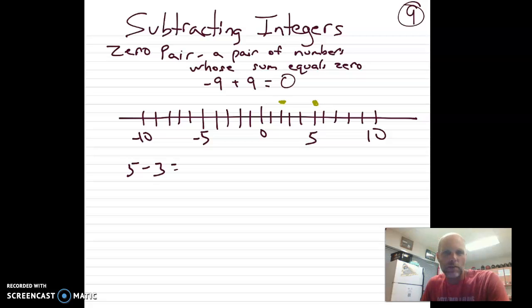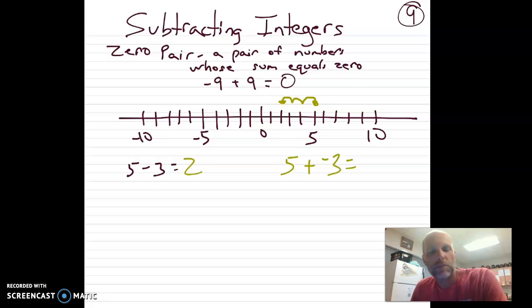But what direction? We started at 5. So when we subtract, that means we're going in a negative type direction, or we changed direction. 5 minus 3 is 2. Okay, so let's try something else. I want you to do this to the right of that: 5 plus a negative 3.